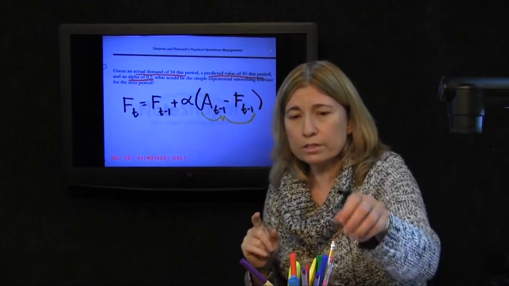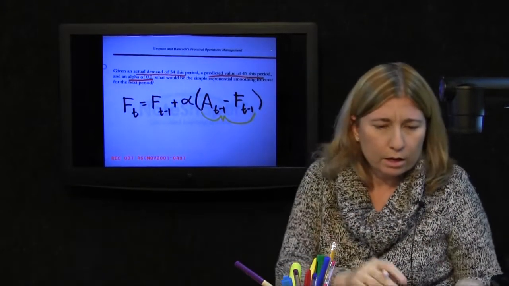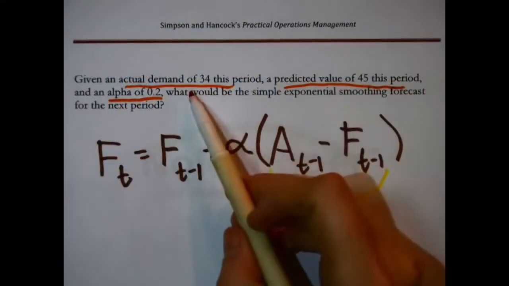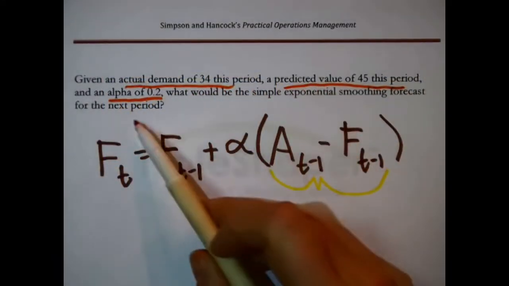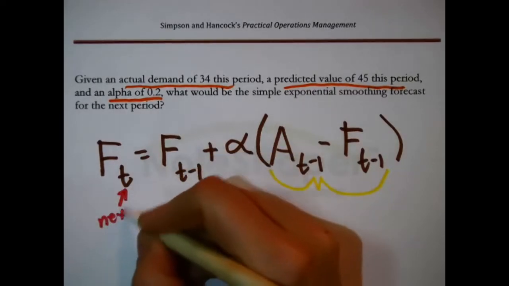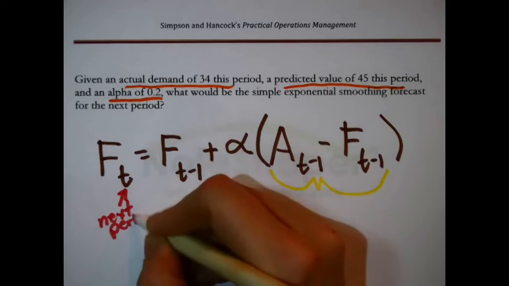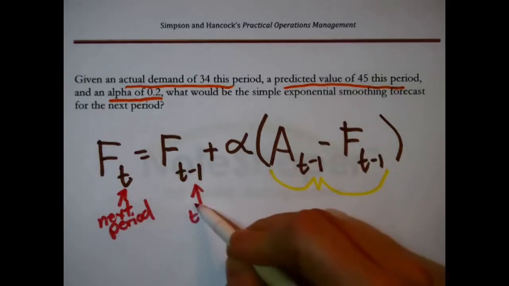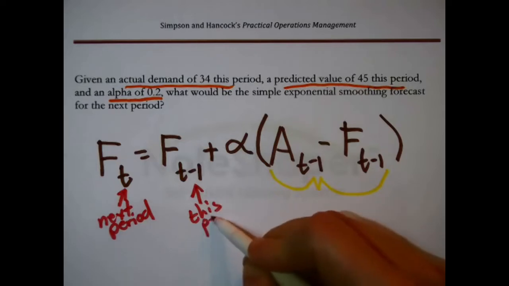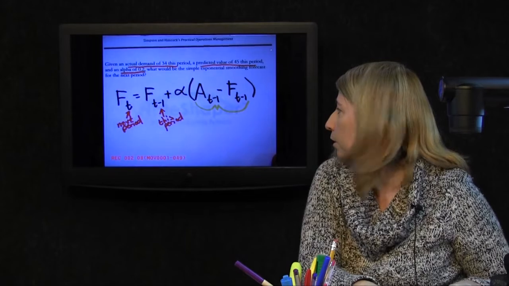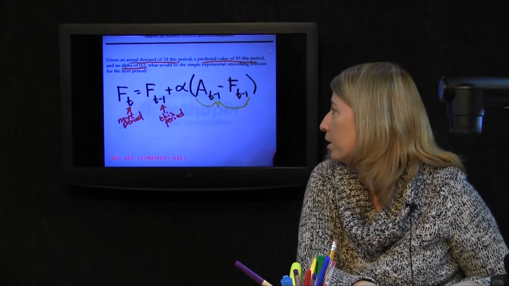Now, one of the things that might help is just to get our timing right. It said actual this period, forecast for next period. So we're going to have to focus and realize that here t is the next period and t minus 1, the way that we interpret this formula in the context of this particular problem, is this period. You say, yeah, okay, why is that important?